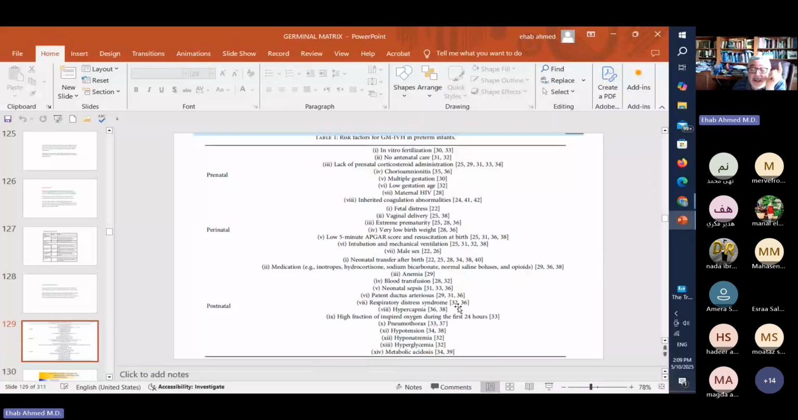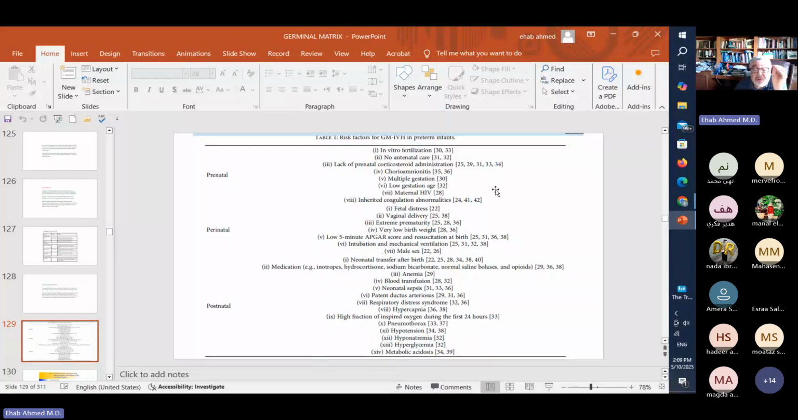opioids, anemia, blood transfusion, neonatal sepsis. This is everything that we have in the NICU. That's why the prevention is not an easy task. It's a very challenging issue. Okay, patent ductus, respiratory distress syndrome, hypocarbia, hypoxemia, high pneumothorax. Okay, you can divide them into prenatal, perinatal, postnatal.